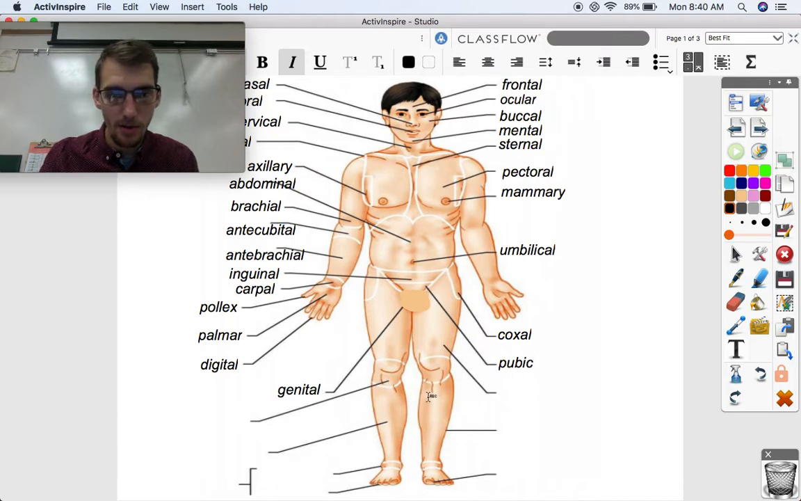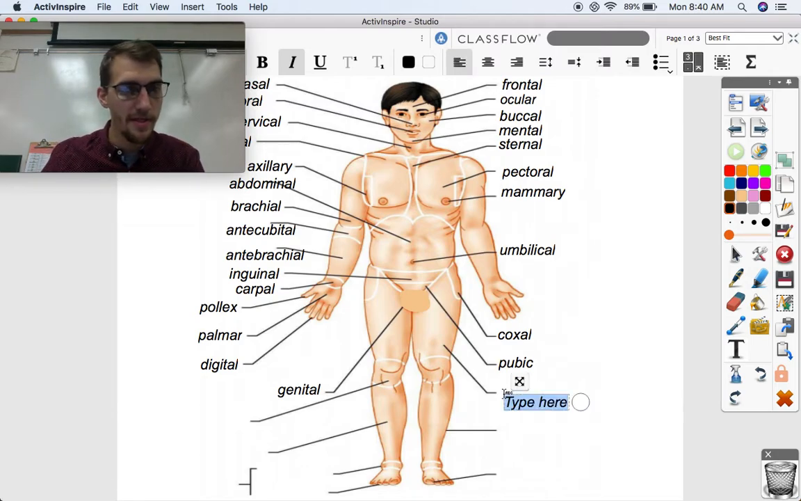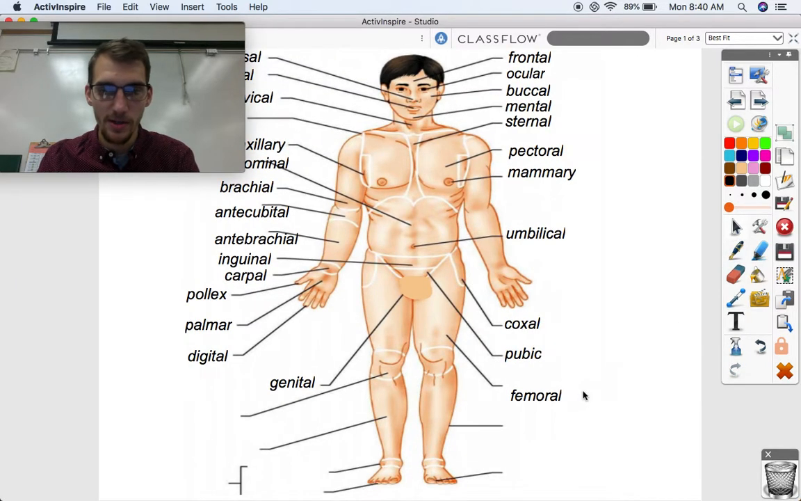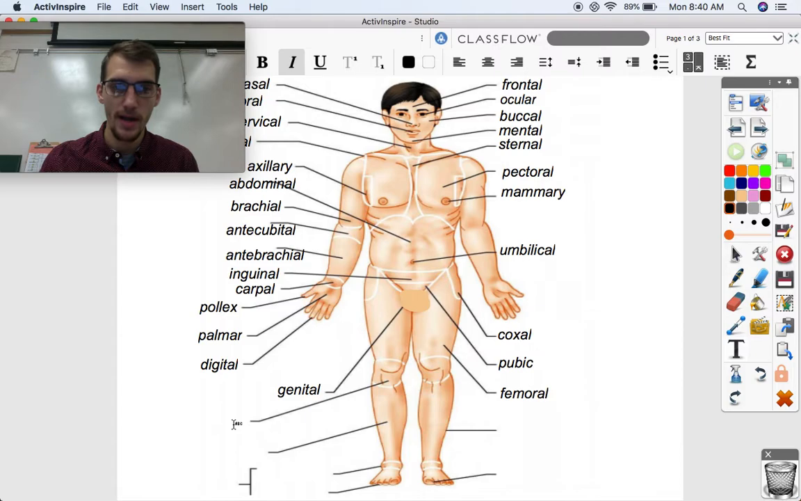All right, so let's go back over here. Right below pubic over here, we're going to be referring to the thigh. The arrow is pointing to the thigh, so that is what we call the femoral region. You might have heard of the femoral artery, another big old artery going from your aorta down to your legs and carrying oxygenated blood. And also your femur is the bone that makes up your thigh. So that's where that word comes from.